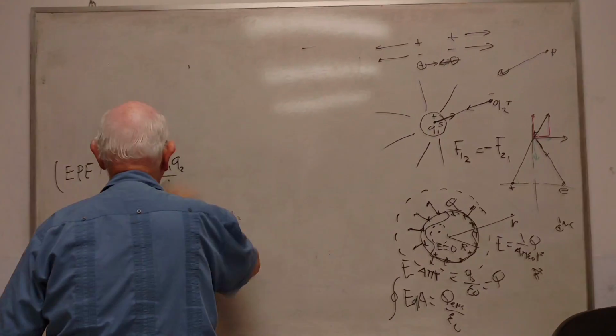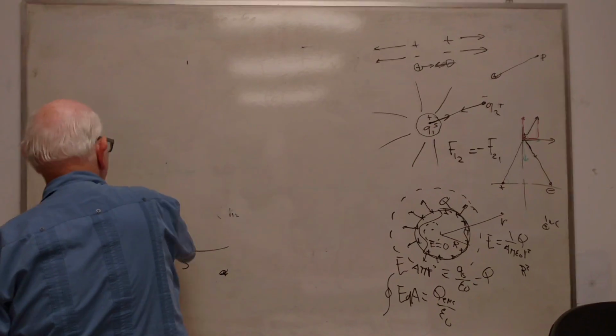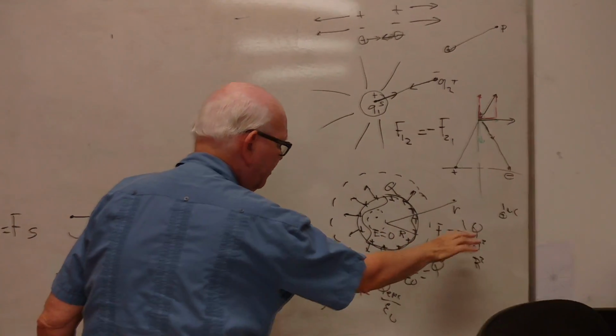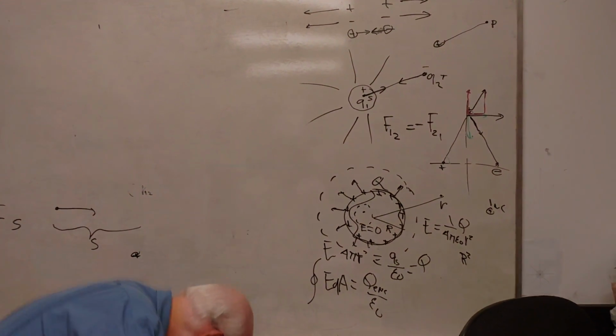The applications are typical to the sphere, which is simple. So the field of the sphere is Q. You can put KQ over R squared or simply Q over 4 pi epsilon 0 r squared. Okay.